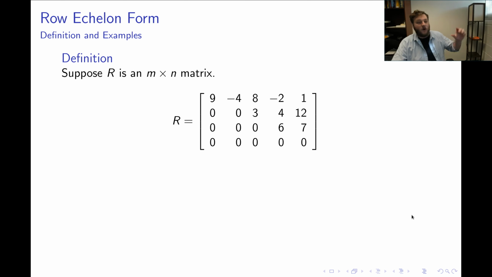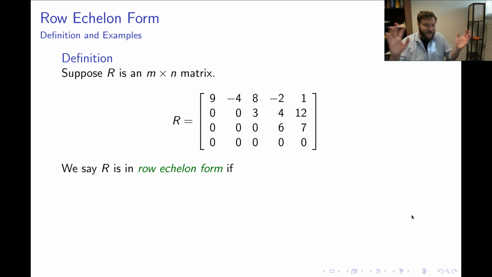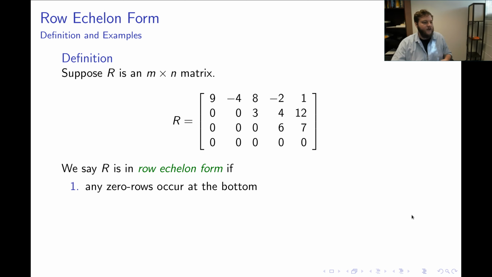Okay, so that's reduced row echelon form. This leads us to a slightly more forgiving concept of just row echelon form. So what are the rules for row echelon form? Well, if I have any matrix, the rules for row echelon form say the following. The first rule is the same as the rule for reduced row echelon form. We're allowed to have rows of zeros, but those rows of zeros always have to occur at the bottom of the matrix. For this example, there's one row of zeros, but it's at the bottom, so that's okay.